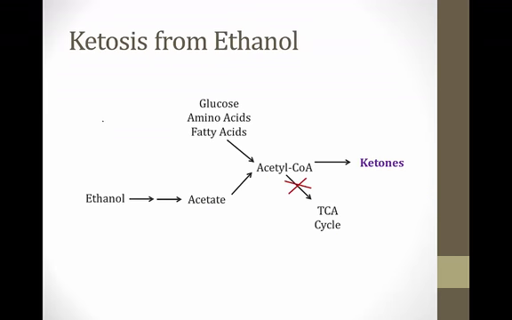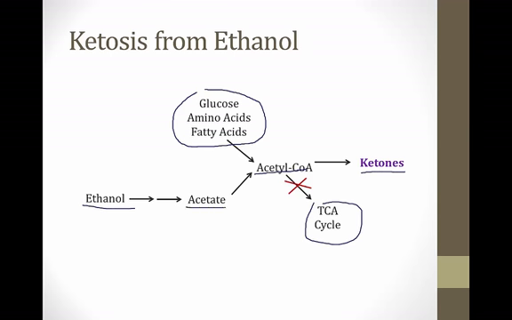So here's a summary slide of some of the ways you develop ketones in alcoholism: glucose and amino acids and fatty acids and all the usual molecules that can be metabolized into acetyl-CoA cannot be metabolized further via the TCA cycle, so thus they are shunted to ketones. In addition, ethanol is converted to acetate, and that is converted to acetyl-CoA, and that also is converted into ketones.